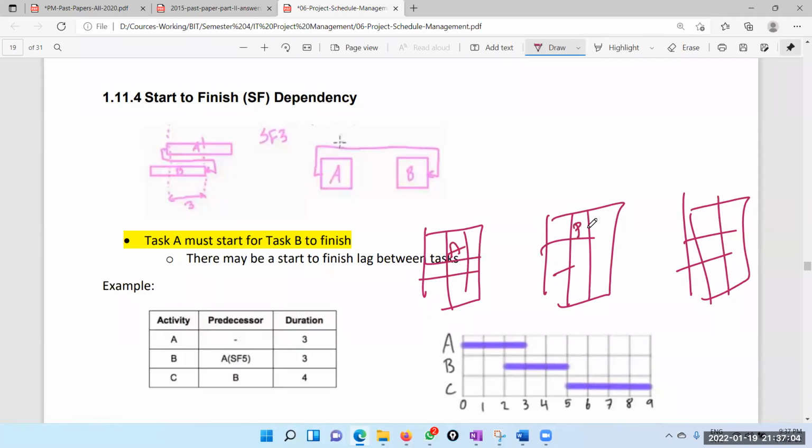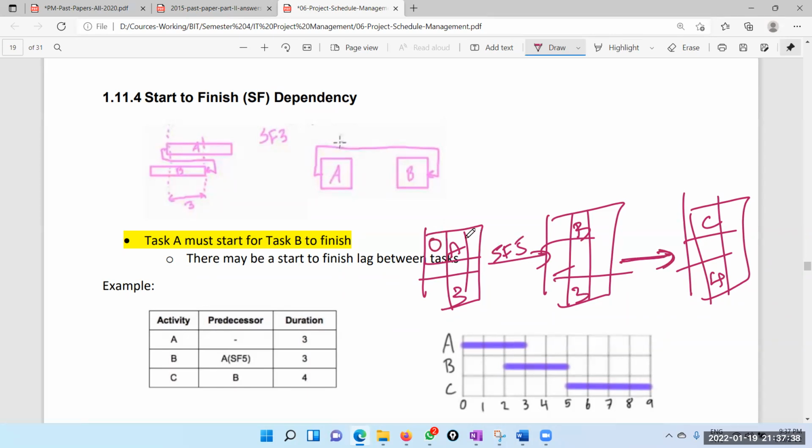A, B, C. A duration is 3, B duration is 3, C duration is 4. B depends on A, C depends on B. So B depends on A, start to finish, lag 5. This one is a regular thing, right? It's a regular thing. Okay.